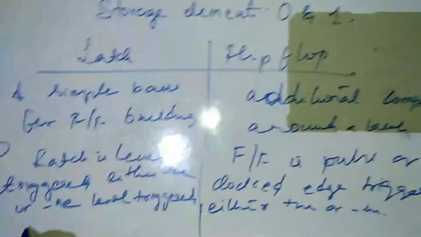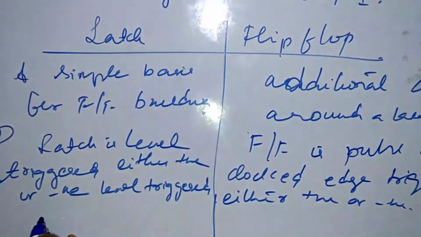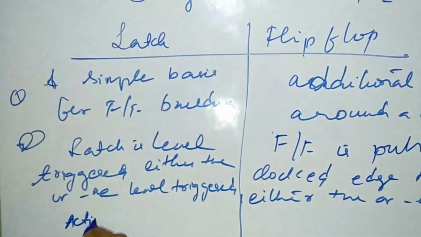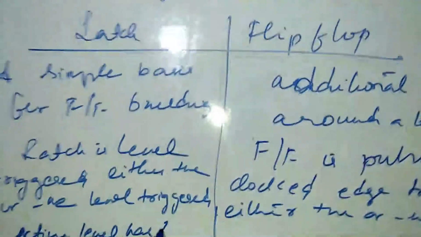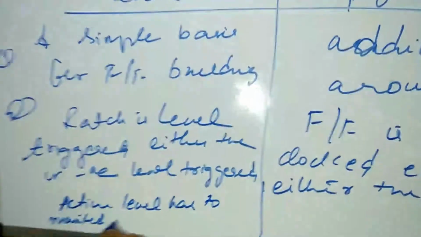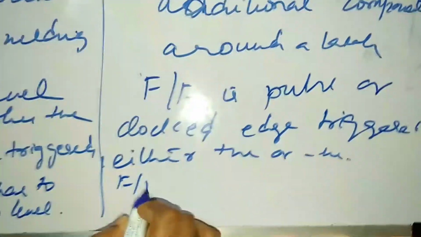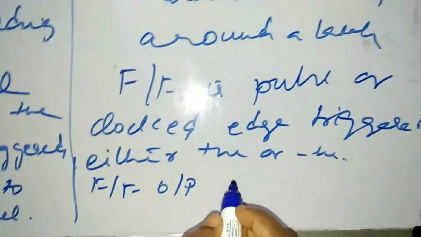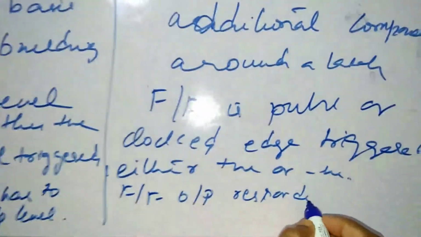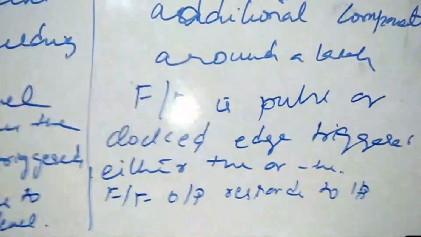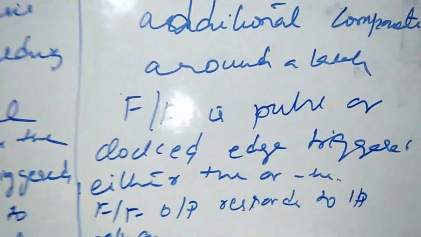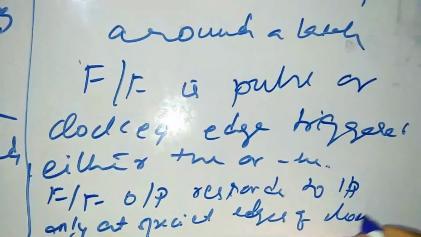And the last difference is that the latch output responds to input until the active level is maintained at the enable input. That is, the active level has to be maintained at the input level. Here, the flip-flop output responds to input only at specified edges of clock pulses. So these are the major differences between a latch and a flip-flop.